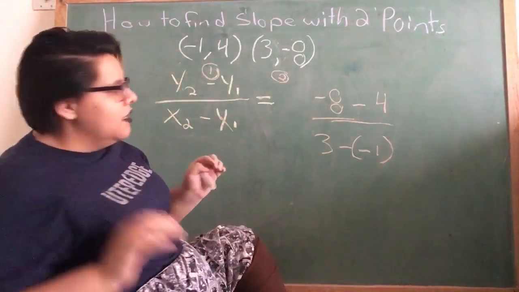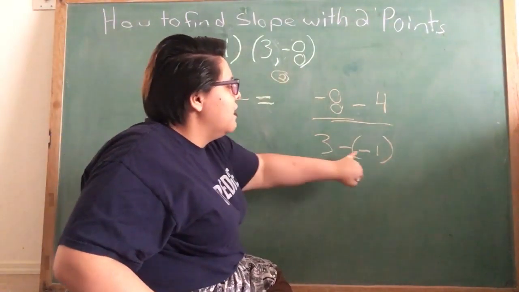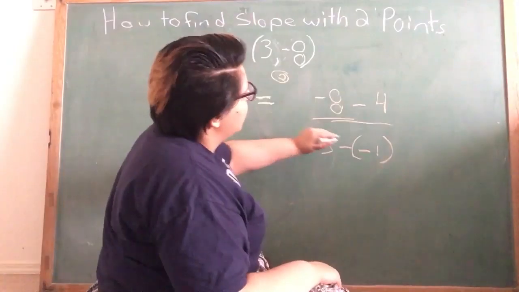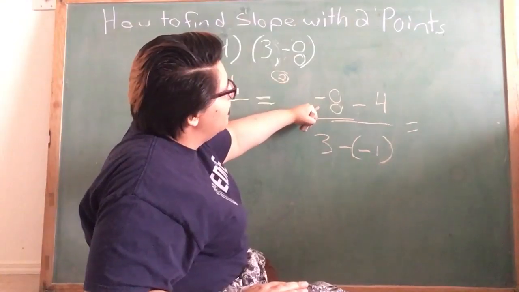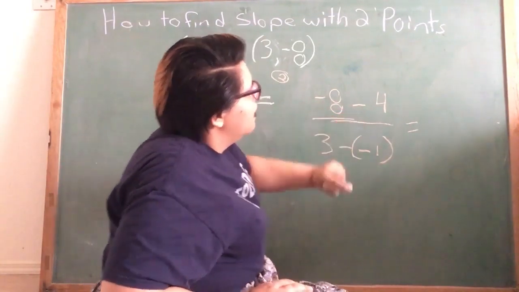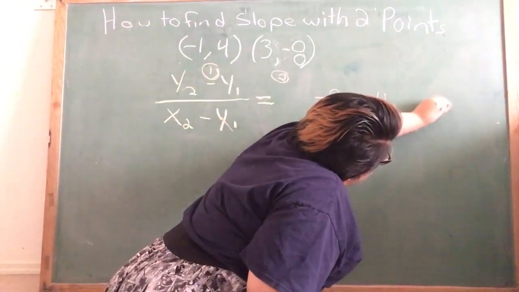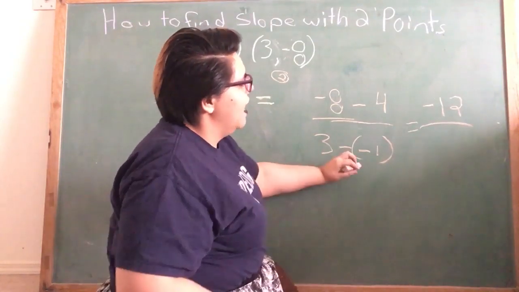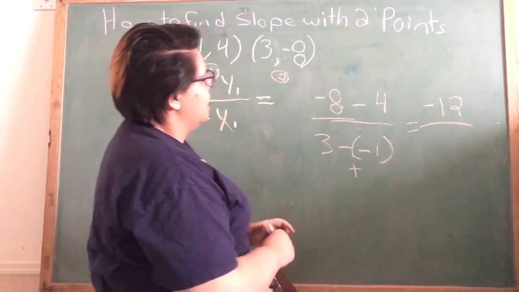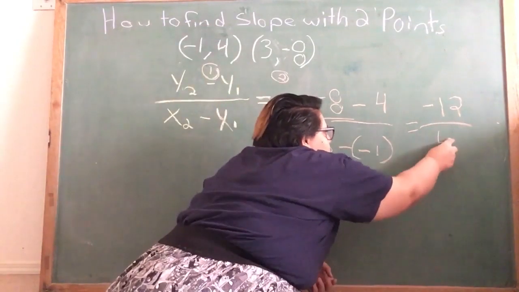Make sure you put the parentheses just so you can separate the negative from the number and the subtraction. So from here, it's basic math. Negative 8 subtracting another 4 is going to make it negative 12. And 3 plus 1, because 2 negatives make a positive, is going to turn it into a 4.